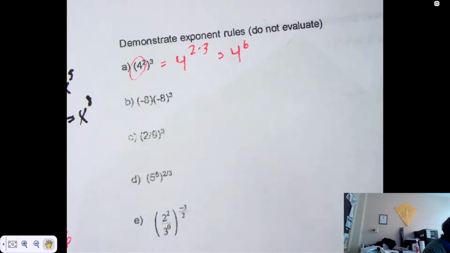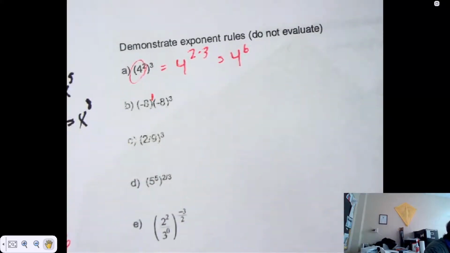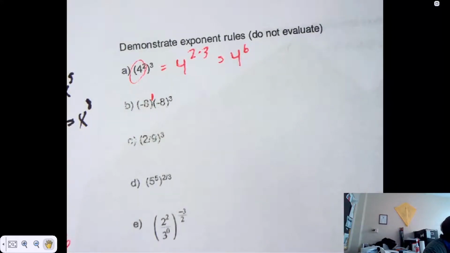You guys just don't understand the understood. Everything in the world that you can see has an understood exponent. Of what, Stephen? 1. Everything has an understood exponent of 1. Everything. So this is actually -8 to the first times -8 cubed. And what are you supposed to do with those exponents? Add them. So it's -8 to what power? 4th.